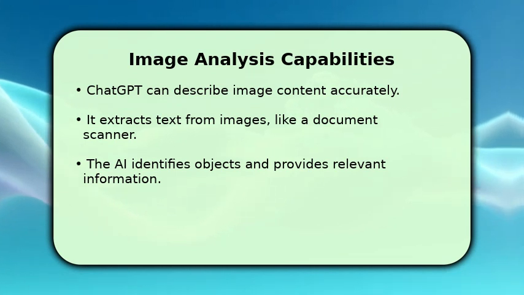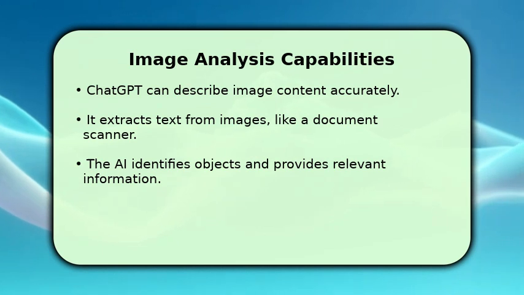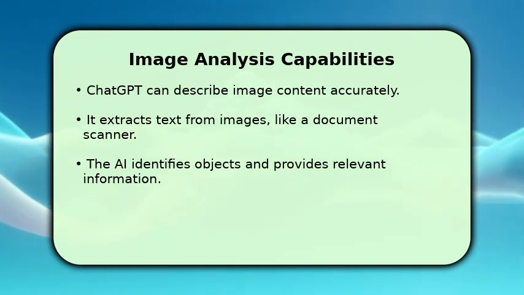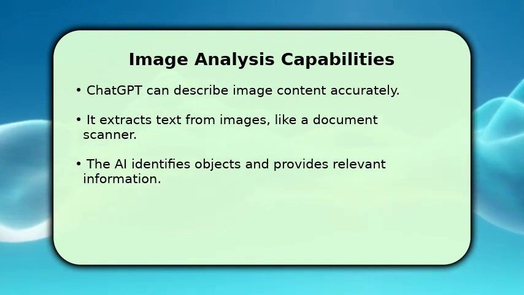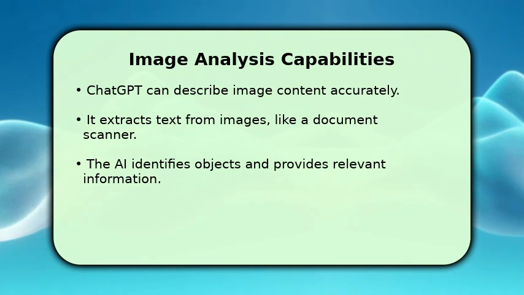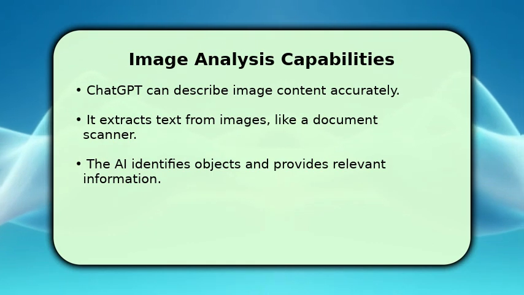Once an image is uploaded with a prompt, ChatGPT can perform various tasks. It can provide detailed descriptions of what's in the picture, identifying objects, people, and scenes. Furthermore, it excels at optical character recognition, meaning it can read and extract text from images, like a digital scanner. This allows for quick summarization or data extraction from documents or screenshots.